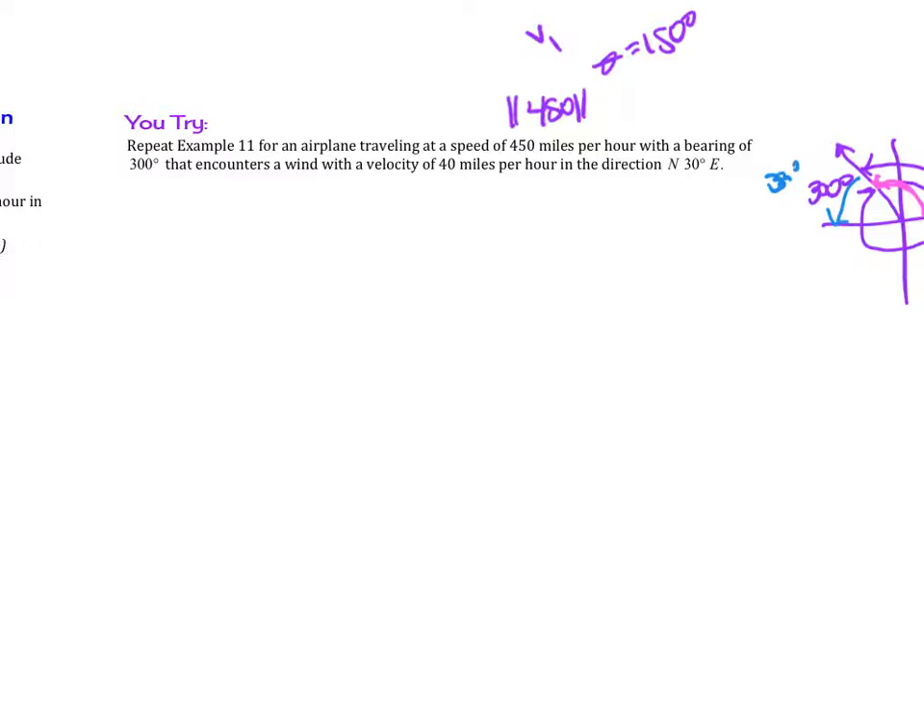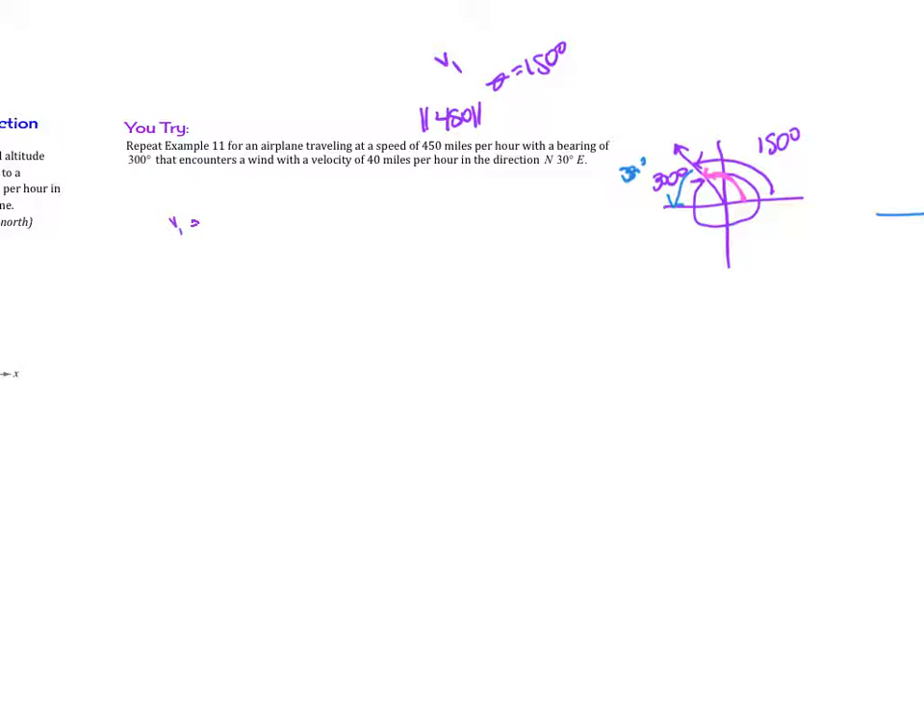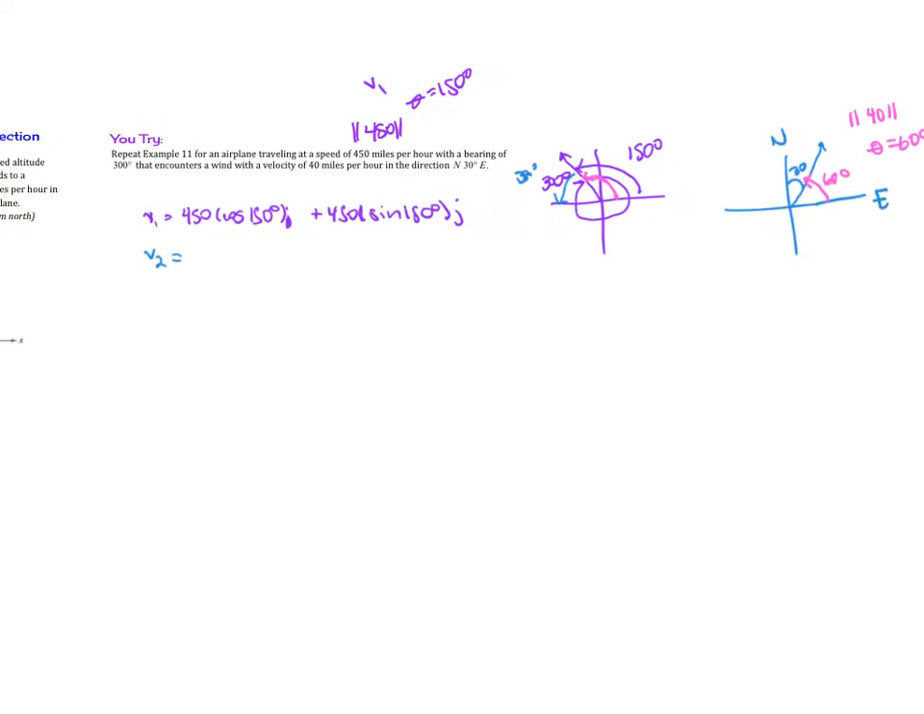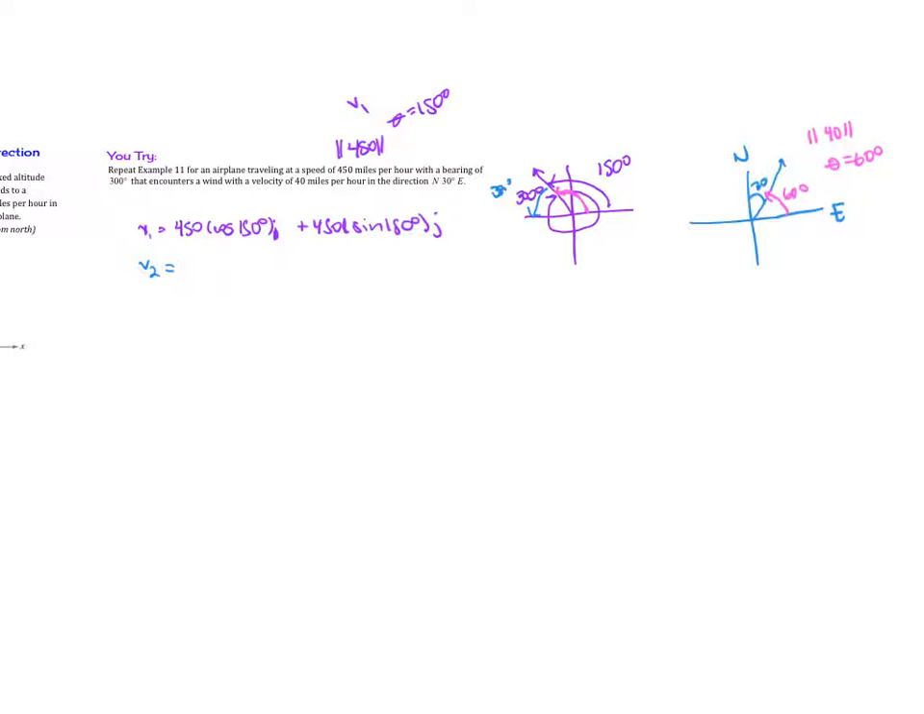So we're going to write both of these vectors. Let's start with V1. So V1 is going to be the magnitude. So that's 450 times cosine of 150 degrees I, plus 450 times sine of 150 degrees J, so that is V1. Then V2 is our wind, and so that was the magnitude of 40 times cosine of 60 degrees I plus 40 times sine of 60 degrees J.